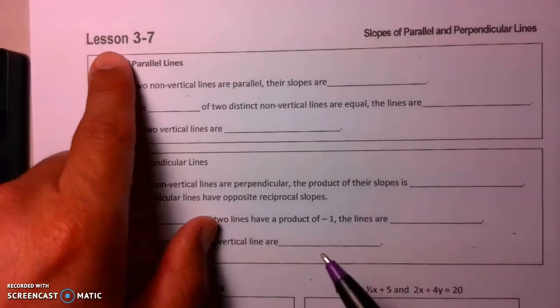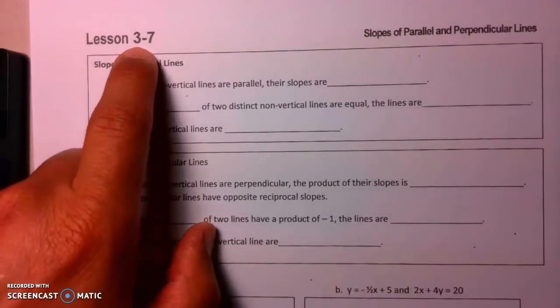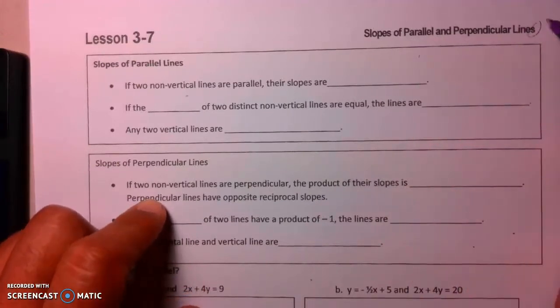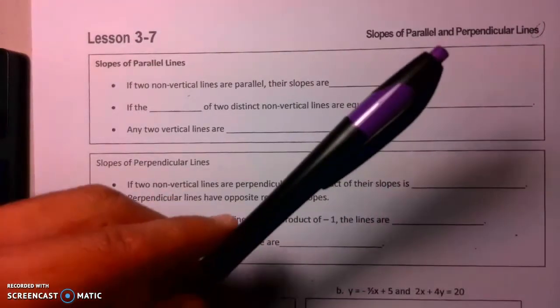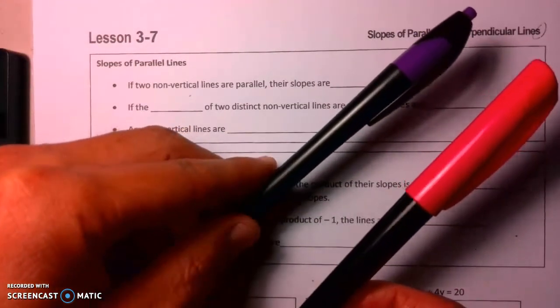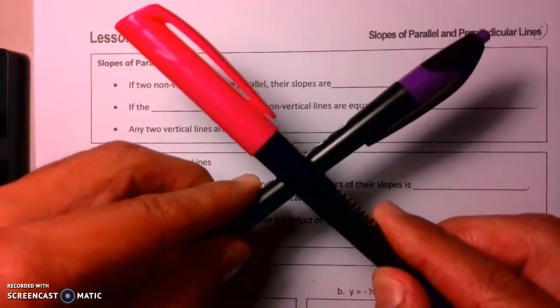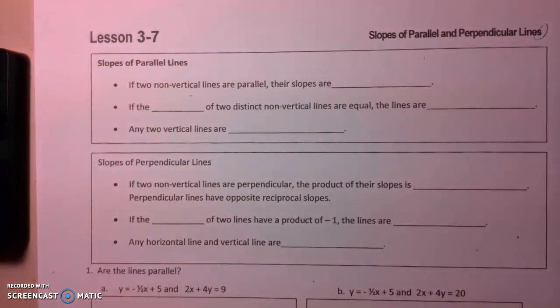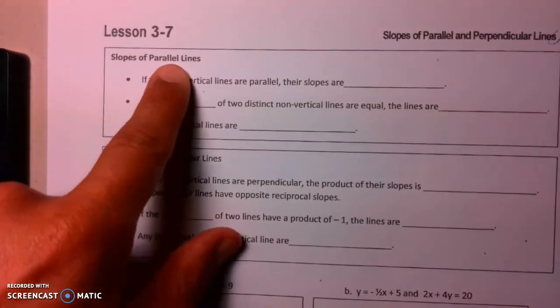All right, we're going to go over notes on lesson 3-7, slopes of parallel and perpendicular lines. So obviously we're going to have two lines. Either the lines are going to be parallel, they don't touch, or they do touch and they intersect at 90 degrees, perpendicular. So here are 3 bullet points about parallel lines.